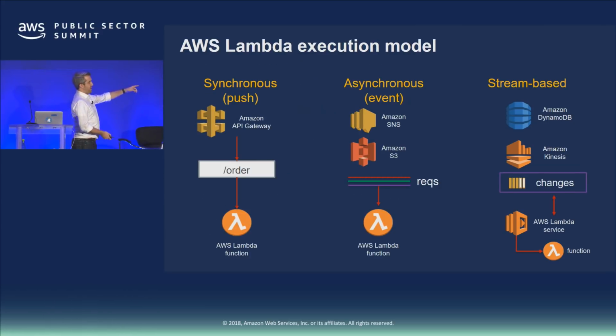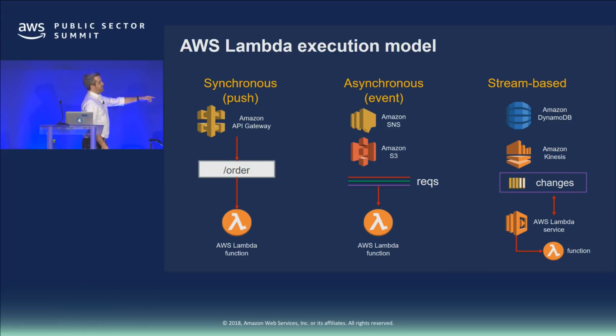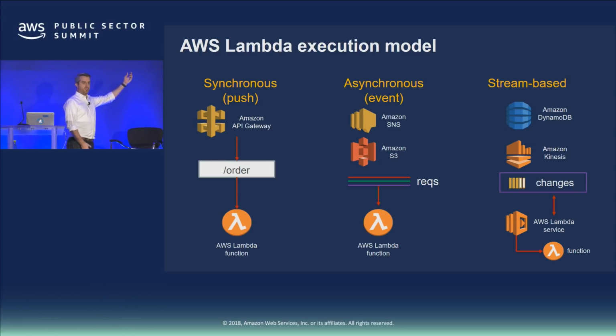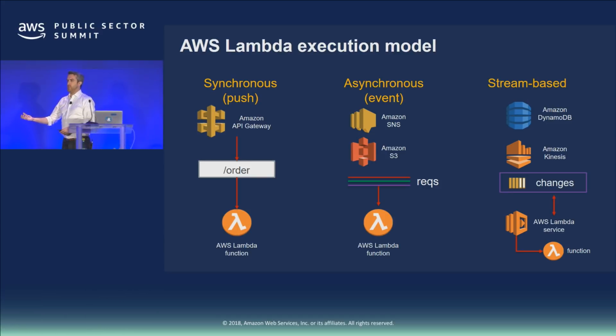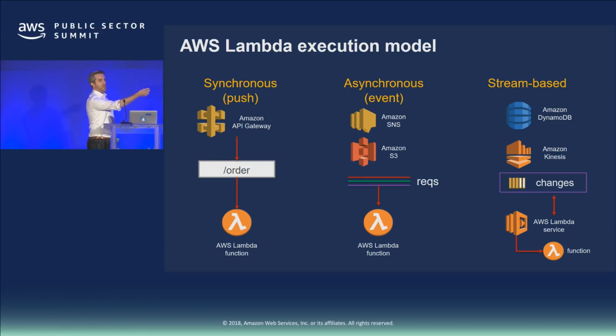So in terms of the execution model, there are 3 main ways of doing this today. Synchronous push. In this case, we have, for example, an API Gateway. We have a call to our order API that's going to directly invoke a Lambda function, and we're expecting that Lambda function to return a result up to us. We have asynchronous. Take, for example, Amazon SNS, Simple Notification Service, or Amazon S3, Simple Storage Service, where we have, say, a message put into a topic with SNS, or an object uploaded to an S3 bucket. Those services will then invoke the Lambda function, but we're not expecting Lambda to return a result up to them to talk to the client.